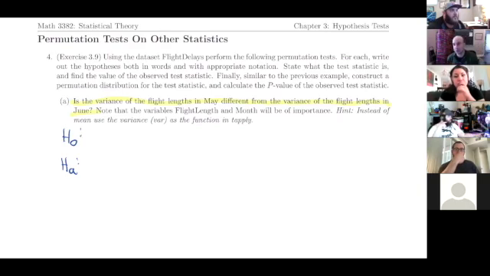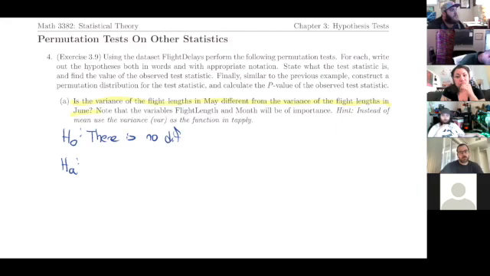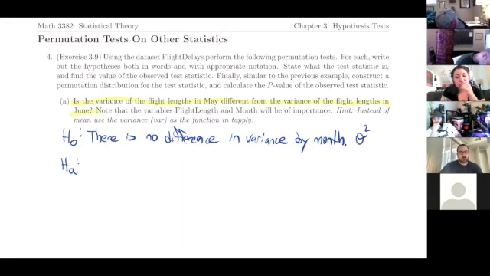And so we still don't want to go right into R. We want to make sure we set up our hypotheses. So in this case, right, we would say, as usual for the null hypothesis, is that there is no difference. So in other words, if we state this in terms of population parameters, we're saying the variance for May minus the variance for June is equal to 0.